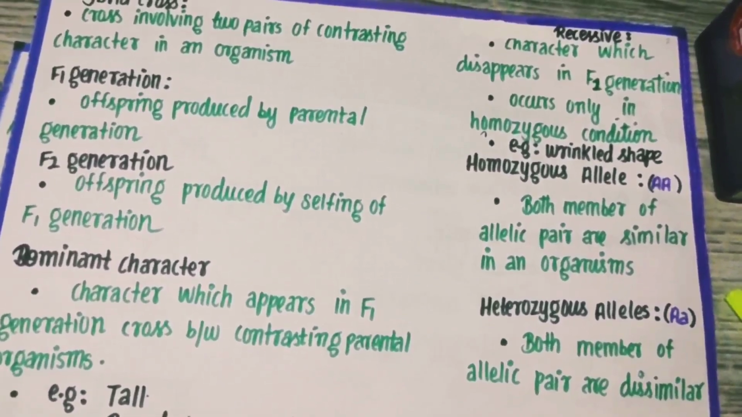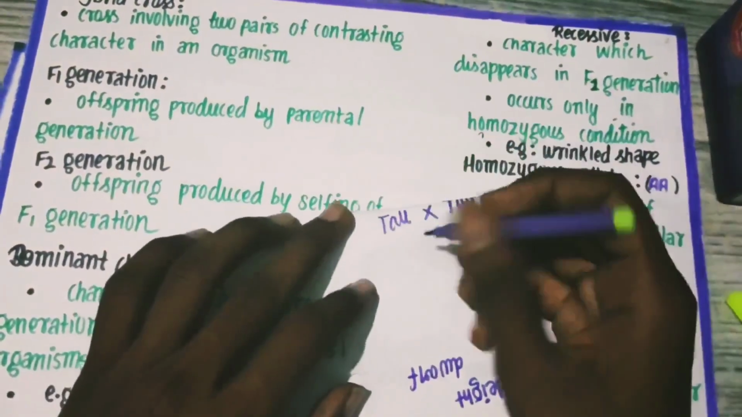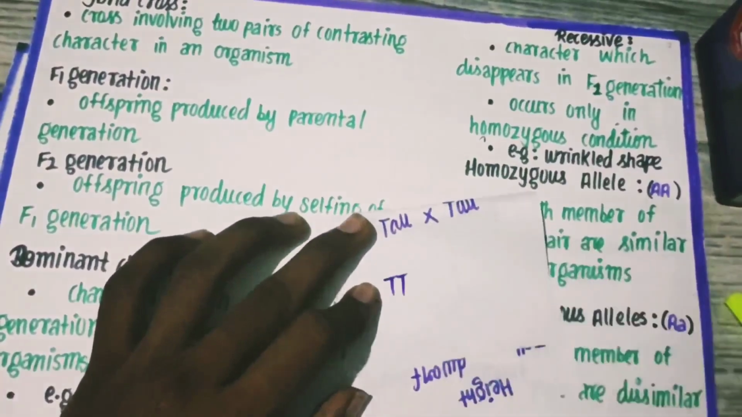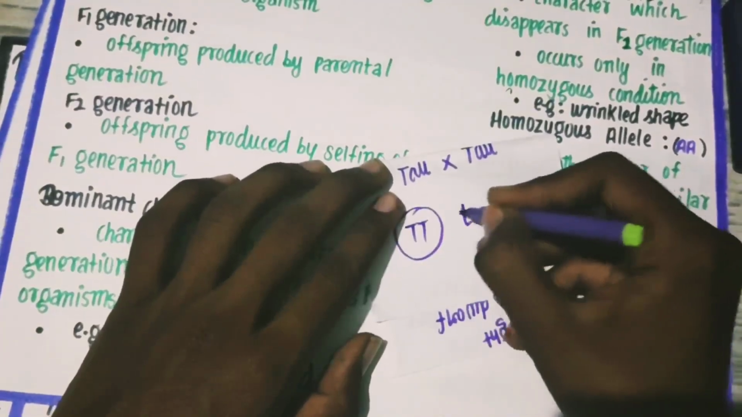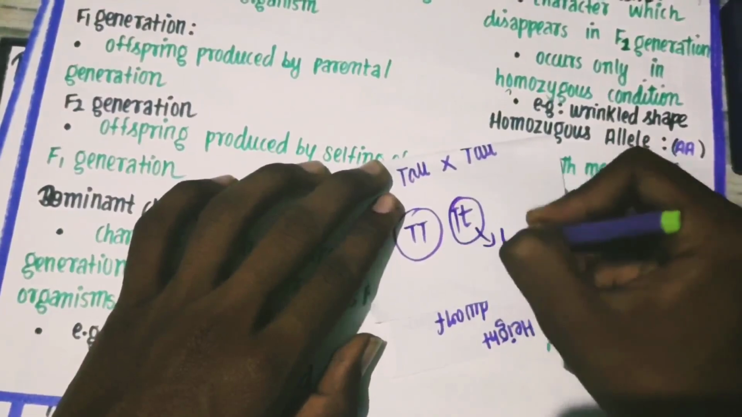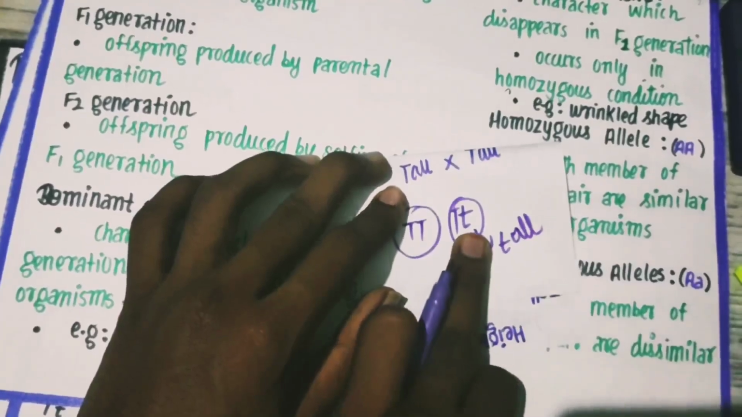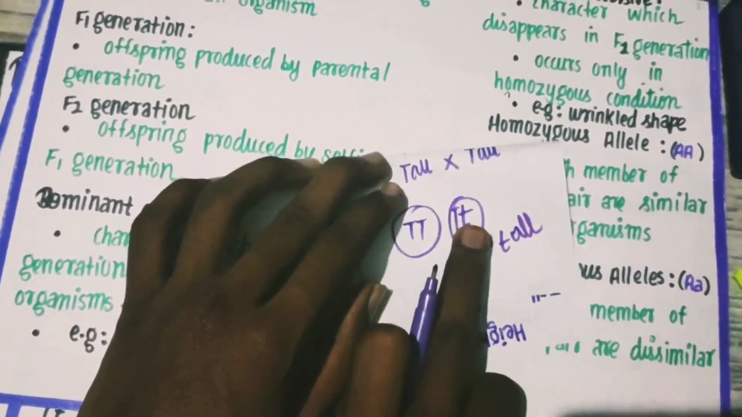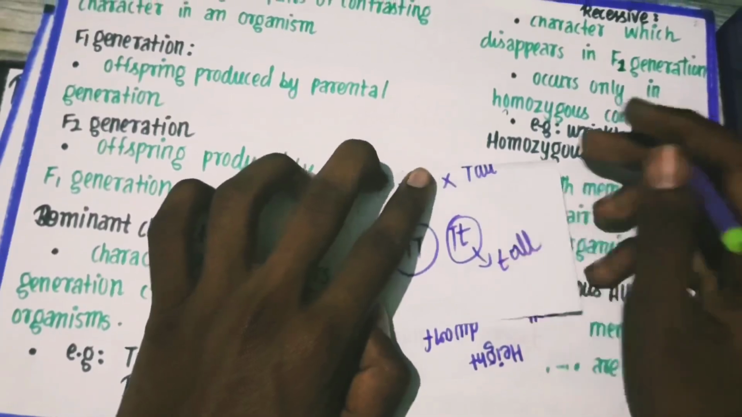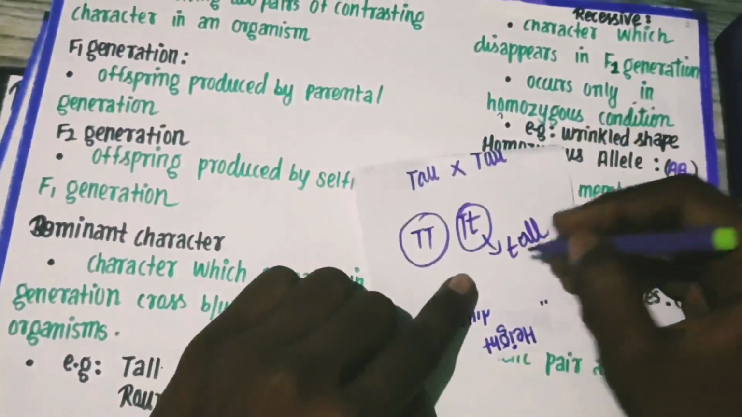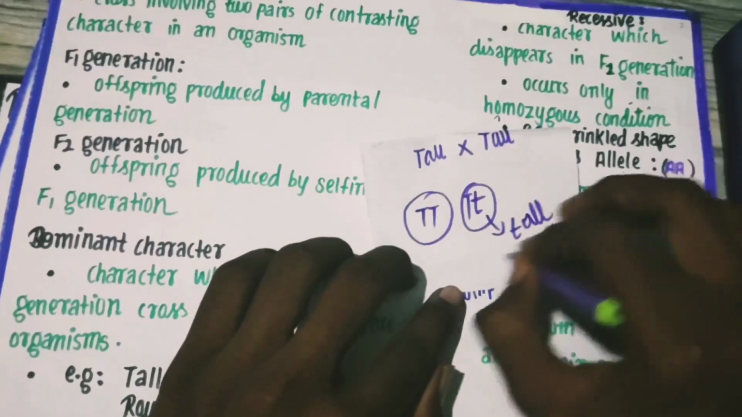We have discussed what is homozygous condition and what is heterozygous condition. If the alleles are different, let us suppose it is capital T and capital T, then this plant is going to be tall. Similarly, if it is capital T and small t, this plant is going to be tall because tallness is dominant. This capital T is dominant over this small t. This small t is dwarfness, and dwarfness is recessive. So in heterozygous condition only tallness is going to be expressed.